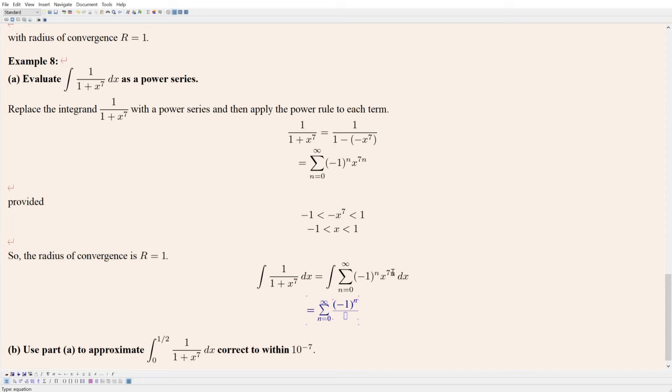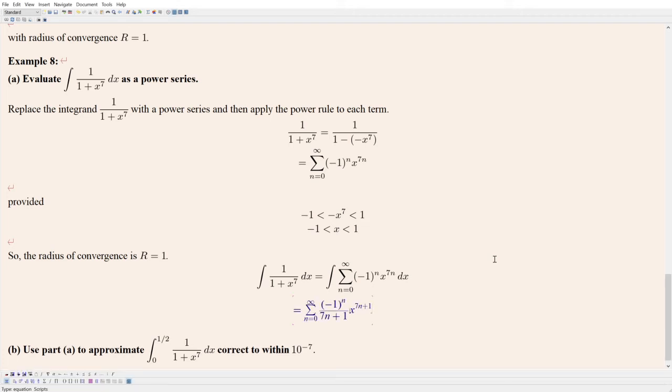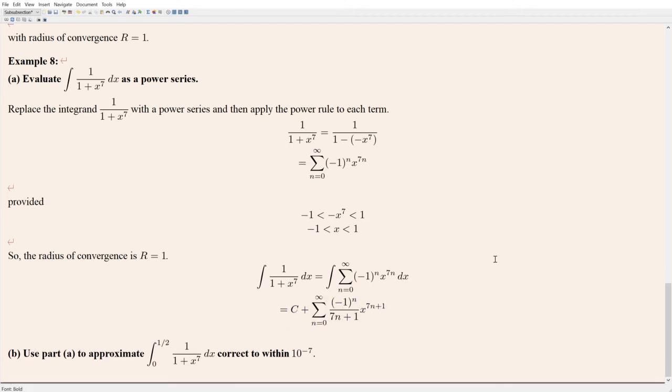So just add 1 to the exponent and then divide. So 7n plus 1, x to the 7n plus 1, like so. And constant of integration. And that's it. That's all we need to do. Because this is an antiderivative, we just leave the c here. There's no additional work that we need to do to figure out what that is.